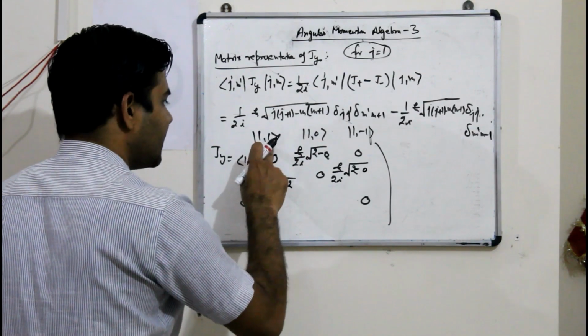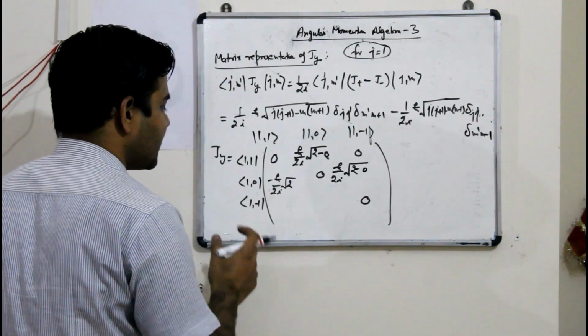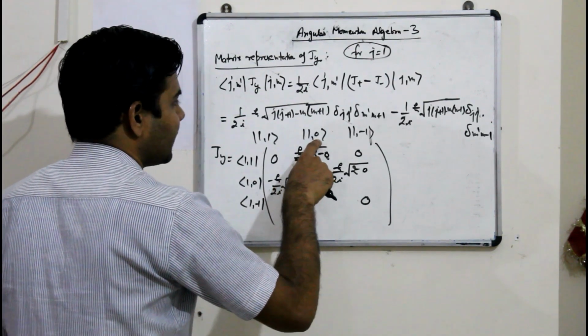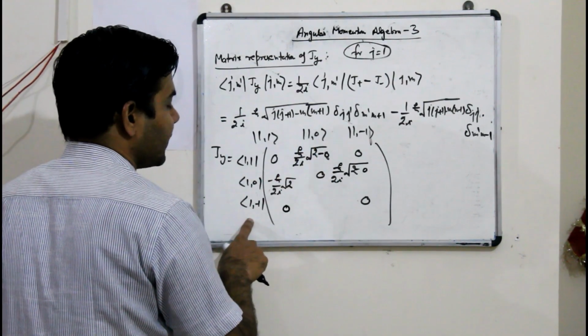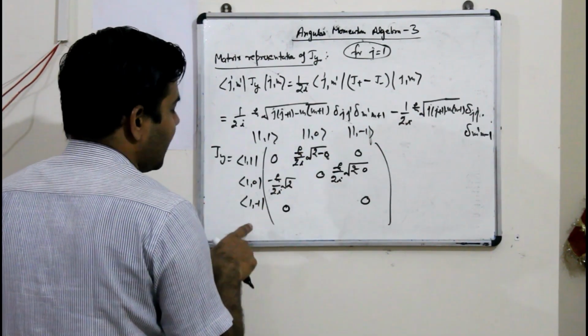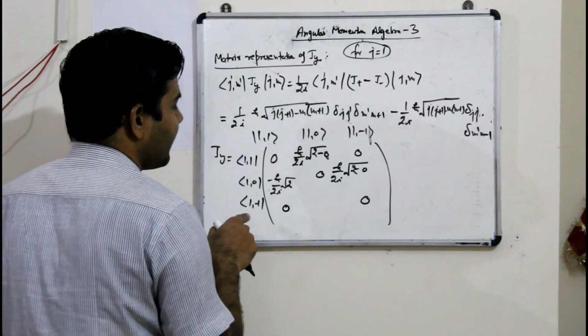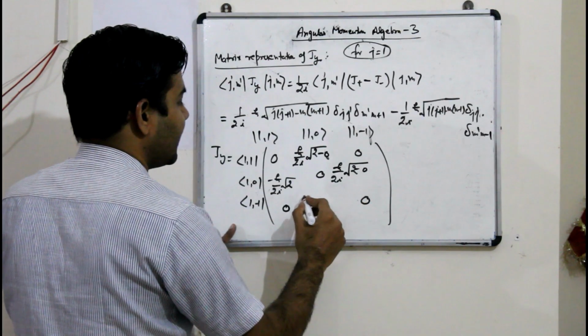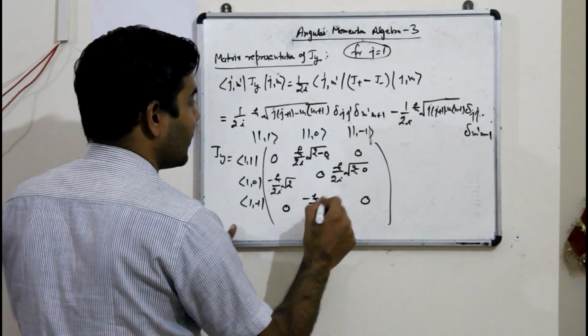When J minus acts on this, it will give me a 1 comma 0 kind of state, which gives 0 with this. Similarly, when J plus acts on this, it gives me a 1 comma 1 kind of state, which will give 0 with this because of this canonical delta. And when J minus acts on this, it will give me a 1 comma minus 1 kind of state, which will give a non-zero value because of this canonical delta, and the value will be minus h cross upon 2 iota under the root 2.